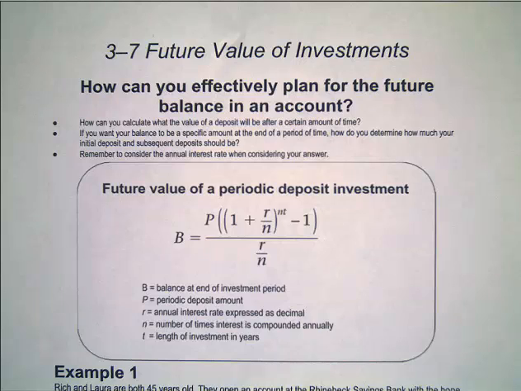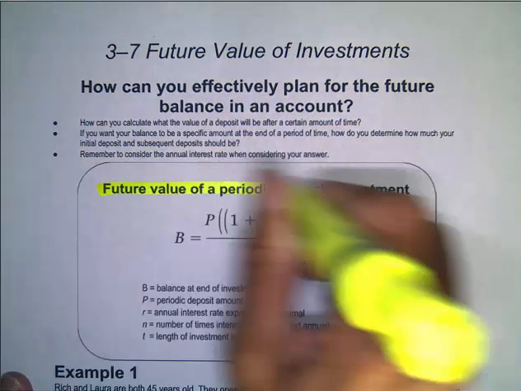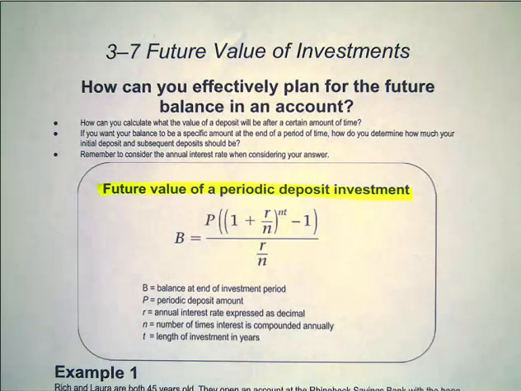So we have an equation, and it looks rather complicated, so we want to make sure that we have that written down. So for our future value of periodic deposit investments, and then we want to read example 1. So go ahead and pause the video, read through that formula, and then read example 1.